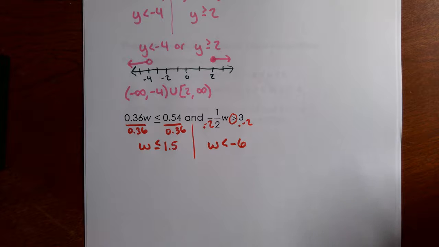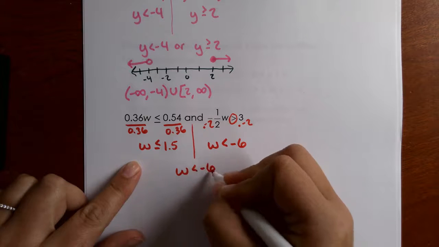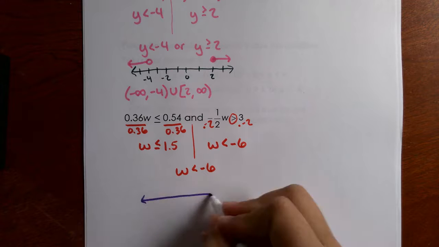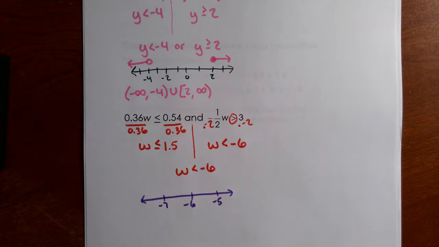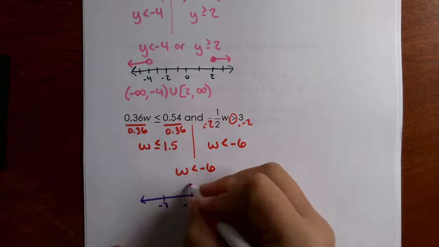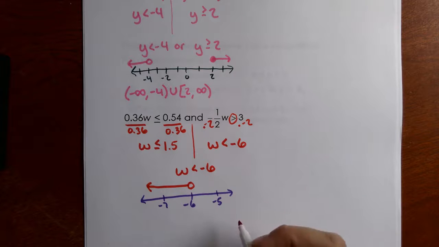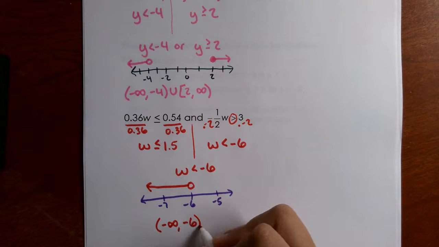Since it's an and, I'm looking for where these two are going to overlap. So what they have in common. Well, they have in common anything less than negative 6. So my solution is actually w is less than negative 6. I'm going to graph my solution now. And I put an open circle at negative 6, arrow to the left. And then I write my interval notation. I start at negative infinity, I end at negative 6 with a parenthesis.